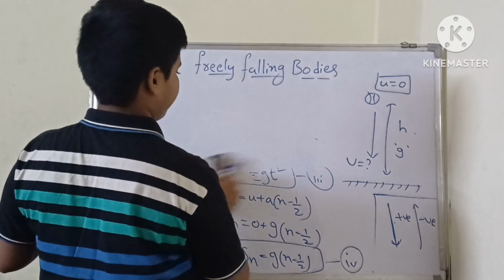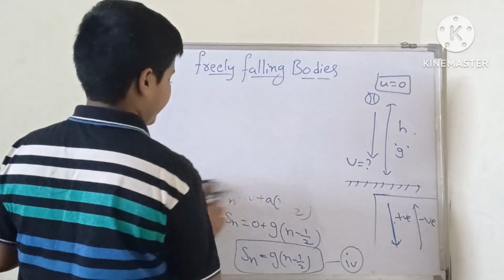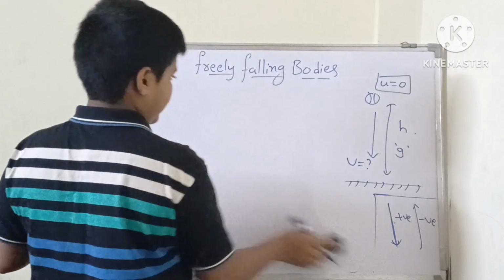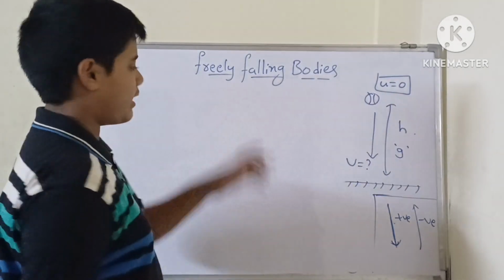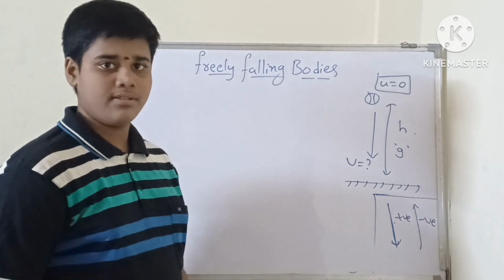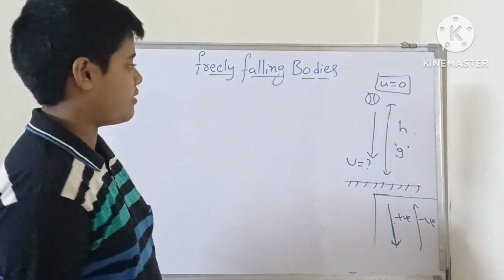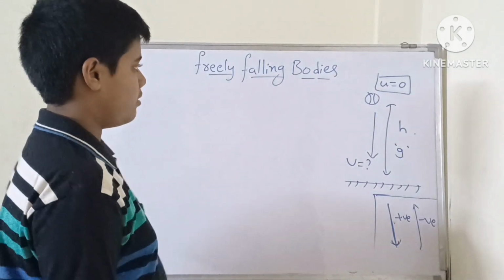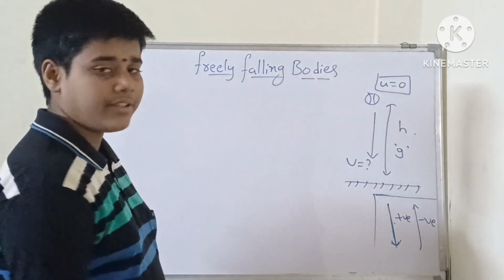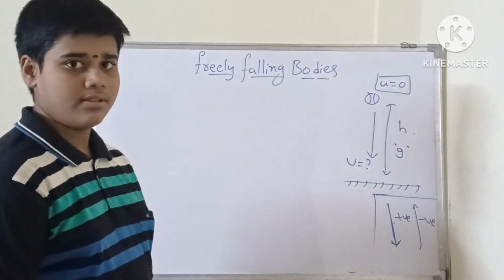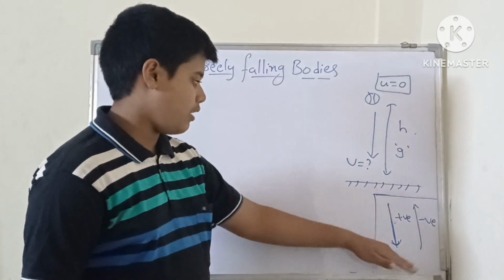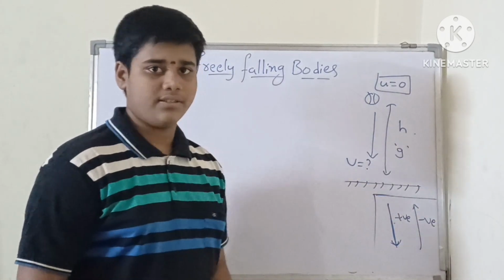So these are the four equations for doing problems. Here the main purpose of learning freely falling bodies is for using equations. So now we have to do some problems regarding freely falling bodies. We have to apply the same sign convention: downwards positive, upward negative.